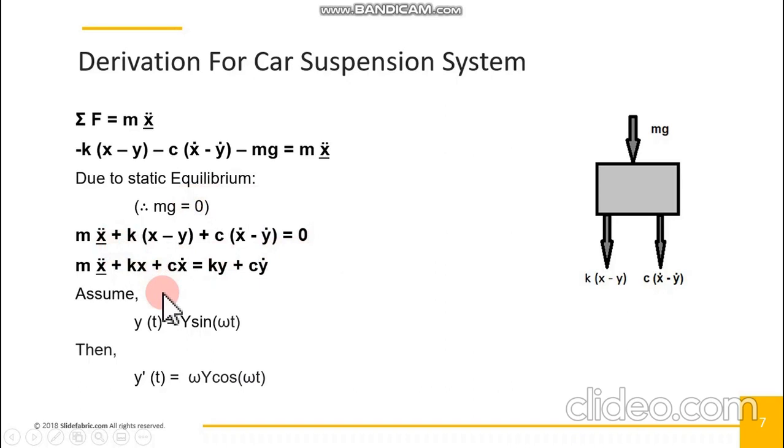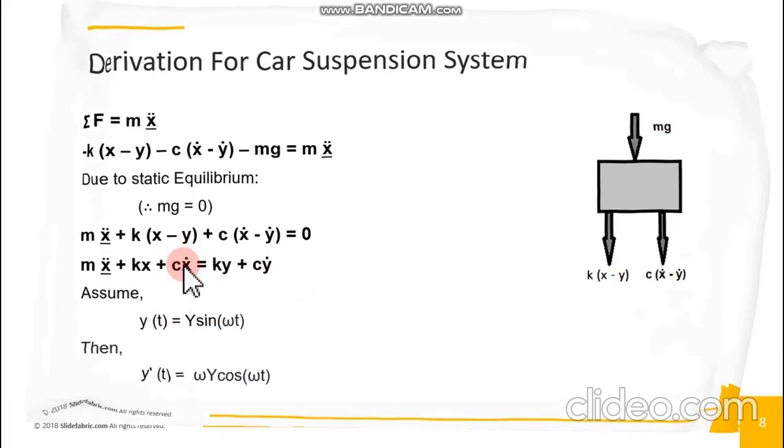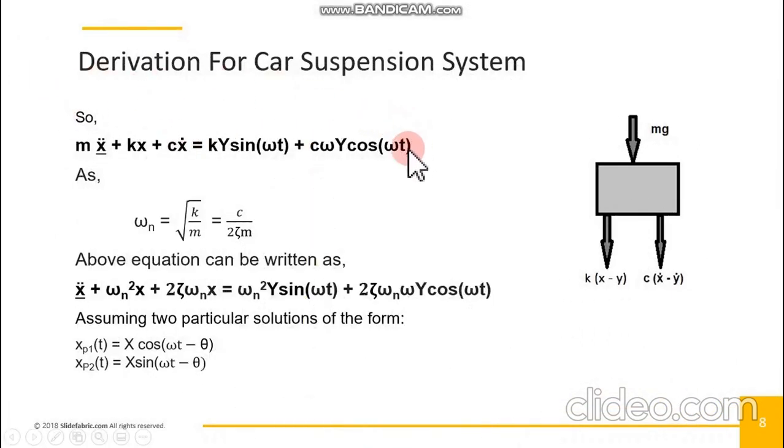I have assumed the form y(t) = Y sin(omega t). I have inserted this value into the equation and my new equation becomes like this. In the next step, I have converted this equation into the form of the natural frequency, as you can see here. On the left hand side there are two terms, so we have to assume two particular solutions. One particular solution is in the form of cosine and the other is of the form sine.